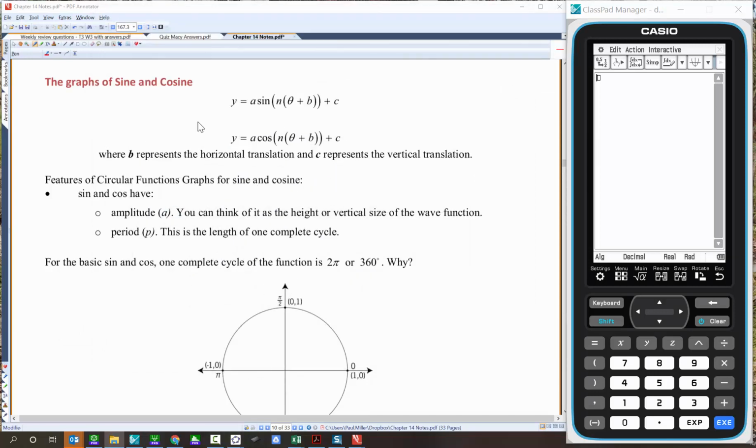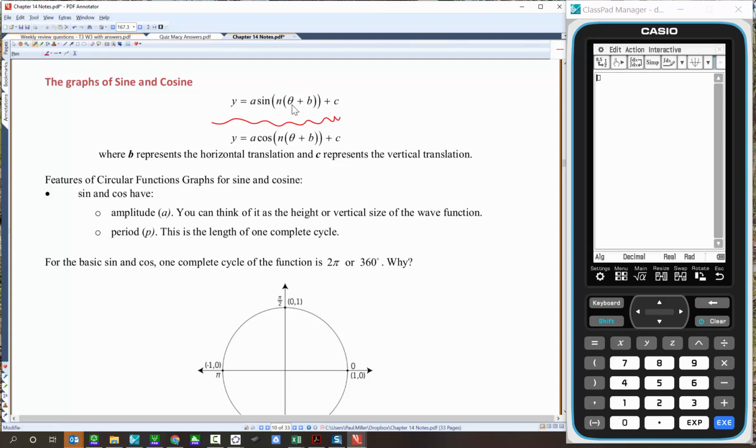Okay, so the graphs of y equals sine and cosine. You want to consider the general form. This a value here represents what we call the amplitude, and that is a dilation from the x-axis. Sine by default will have a maximum and minimum value of 1 and -1, and this a value is going to affect that. This n value has to do with what we call the period. That's how long it takes to repeat itself.